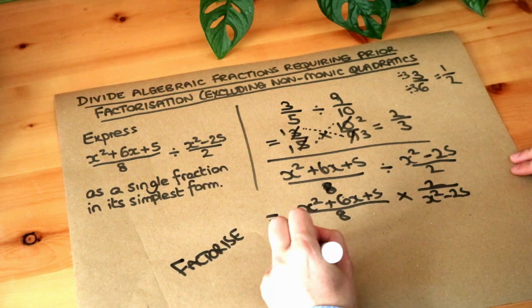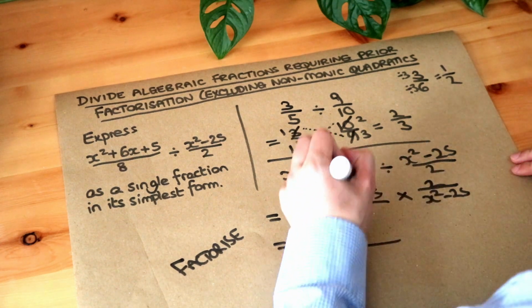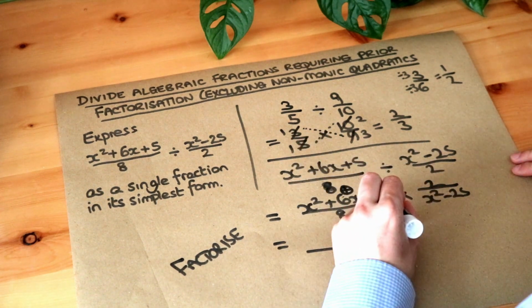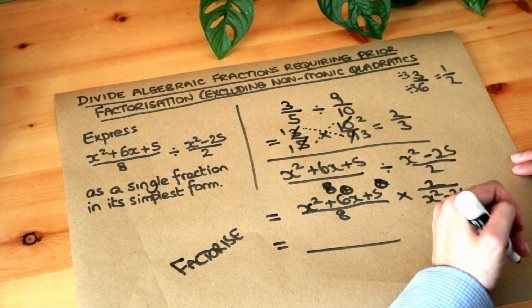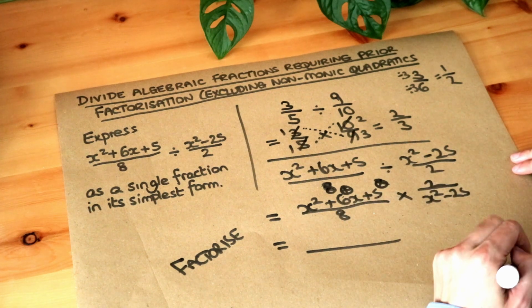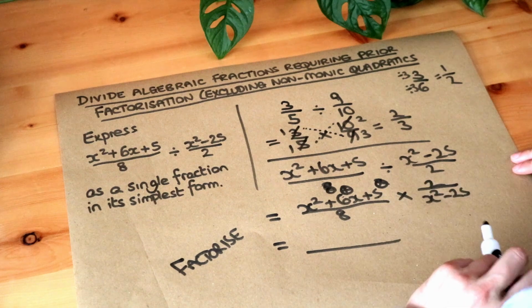So how do we factorise this quadratic? Remember, we find two numbers that add to give the number in front of the x and times to give the constant term at the end. If that's not familiar to you, please look at my video about how we factorise quadratics first. And what are those two numbers? Well, 5 and 1 add to give 6, they times to give 5.